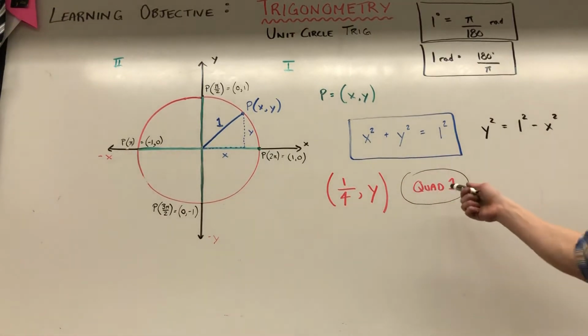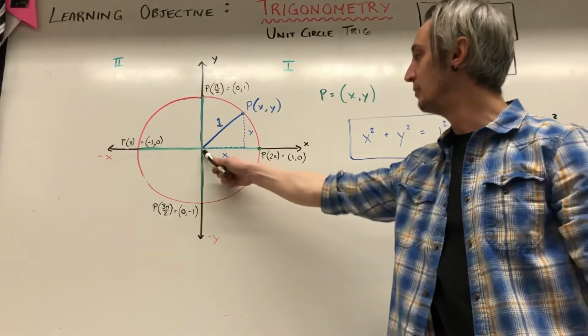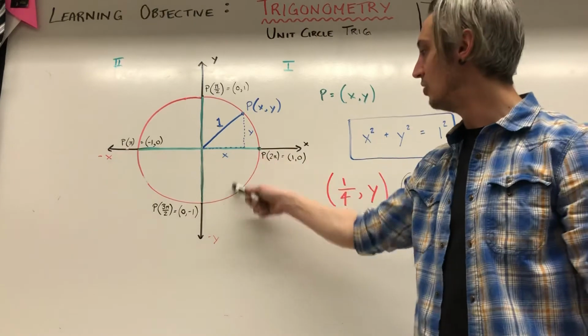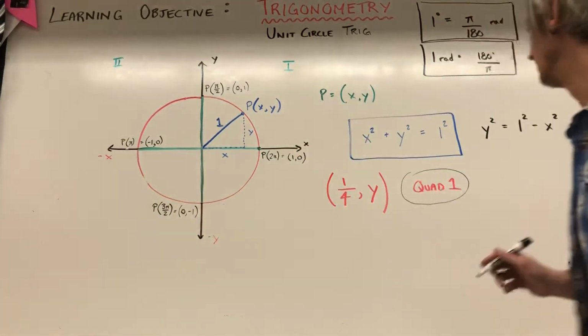This is going to help me figure out what the sign should be. If they said quadrant 4, quadrant 4 would be here. It'd still be positive x, but now I know that my y should be negative. But in this case, we're up here. We're in the nice positive quadrant.